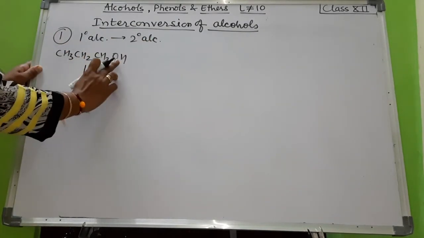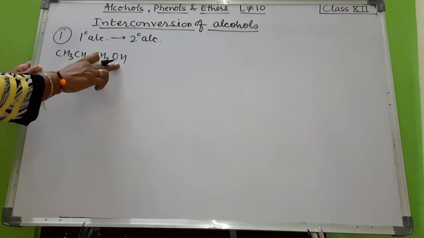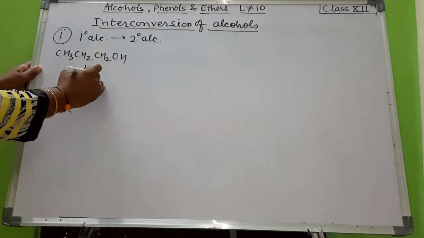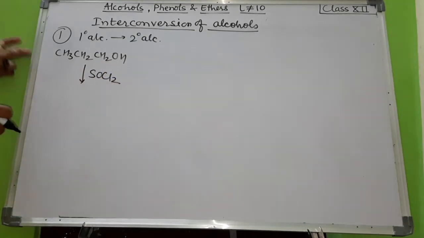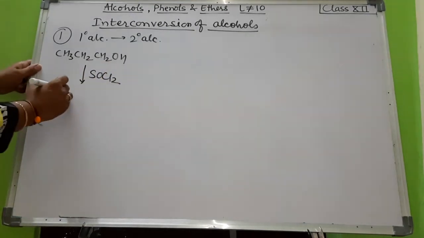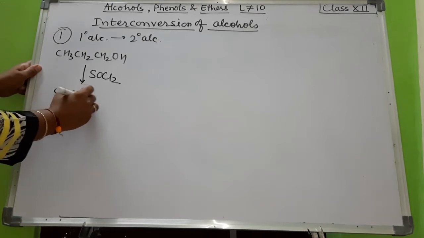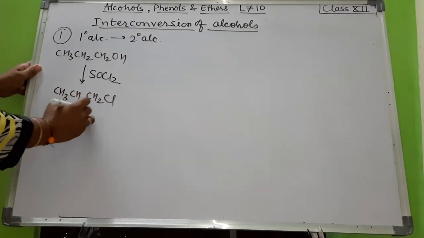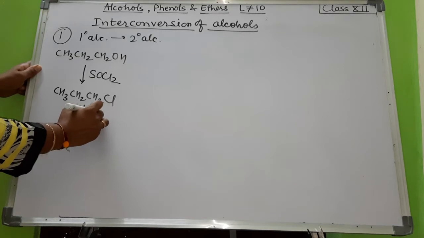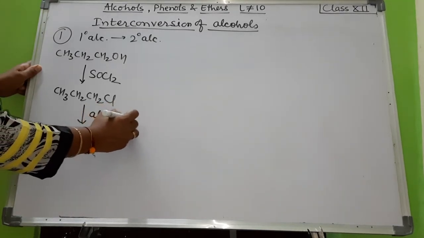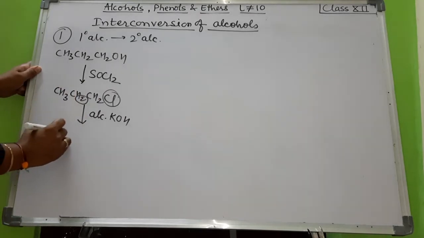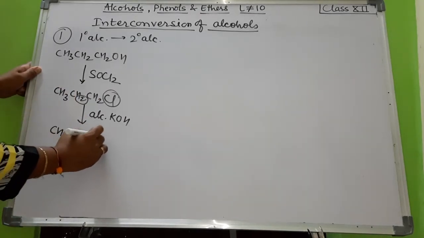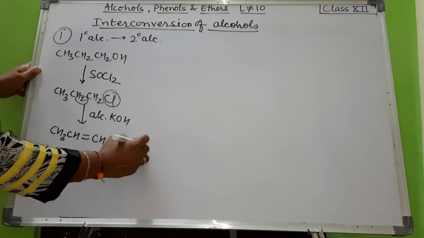First of all, remove this OH and replace it by a halogen. Use any halogenating agent. I am using SOCl2 here because this is the best chlorinating agent, so it will give CH3CH2CH2Cl. Later, treat it with alcoholic KOH. When we treat it with alcoholic KOH, it will remove this halogen and one hydrogen from this place, so it will give CH3CH=CH2, means an alkene will be obtained.